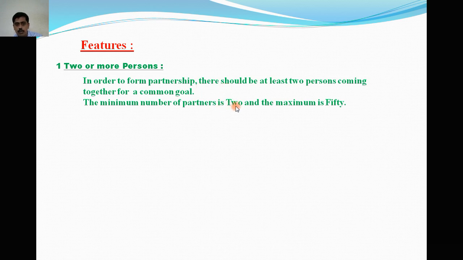So the minimum number of members required to form a partnership is 2, and the maximum, as mentioned in the book, is 10 in case of banking business and 20 in case of other business. But after the passing of Companies Act 2013, the maximum number of partners in a partnership firm is limited to 50. So today minimum is 2 and maximum is 50.